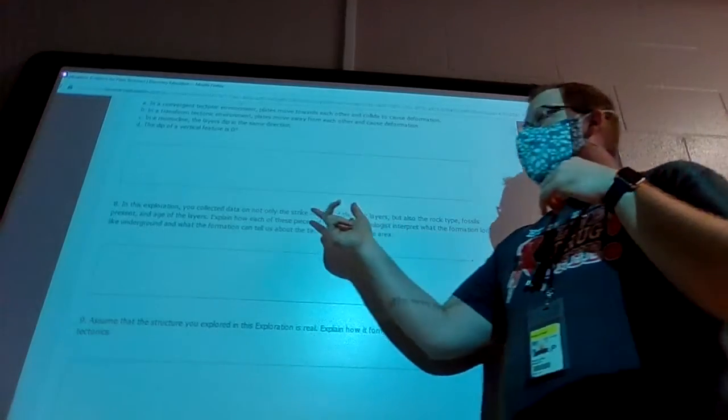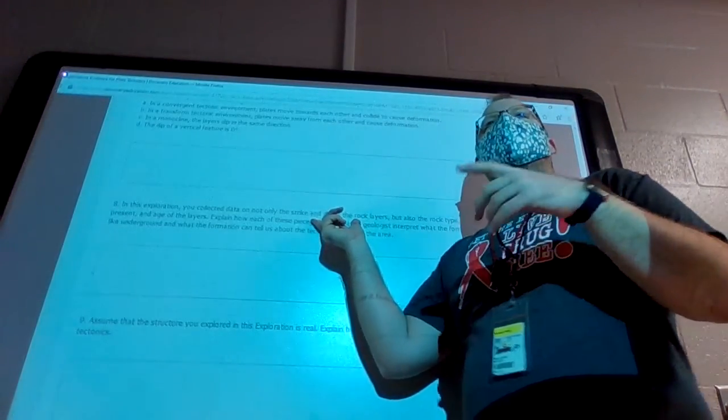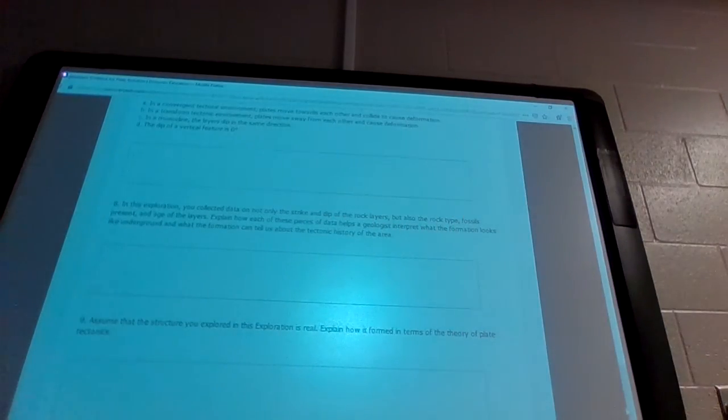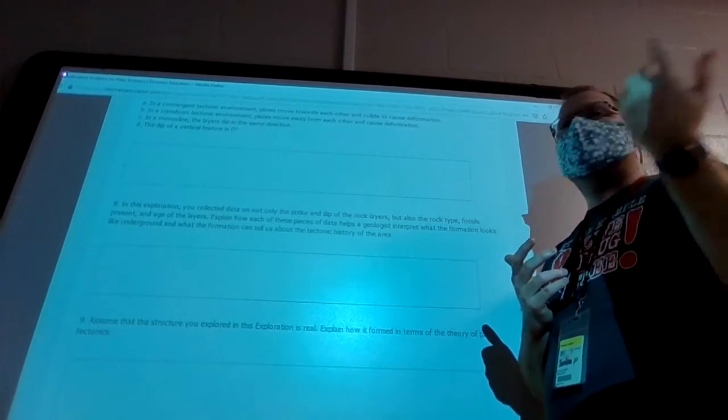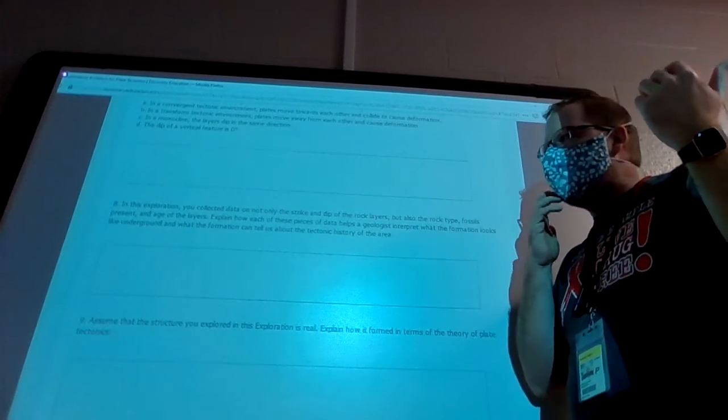And the strike and dip of the rock layers will tell us, like I said, what kind of trends we can expect to see underground. So if they're at a certain angle at the surface, they're probably going to continue that angle underneath the surface, and we can build a picture of what the rocks would look like underground. I know that's a lot to type, but that's what they're looking for here.